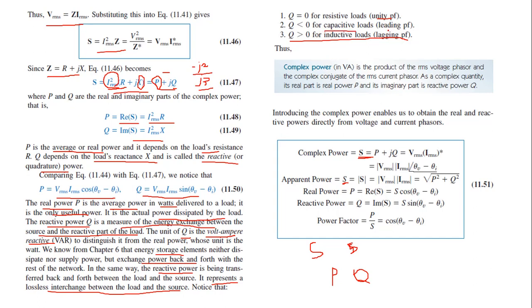If the load is capacitive, we know that we will have a leading power factor, because current will lead the voltage. Similarly, if Q is greater than 0, it means this term is positive. That means we have an inductive load, and we have a lagging power factor. Lagging power factor means current lags the voltage. Now let us define this term complex power. Complex power is the product of the RMS voltage phasor and the complex conjugate of the RMS current phasor.